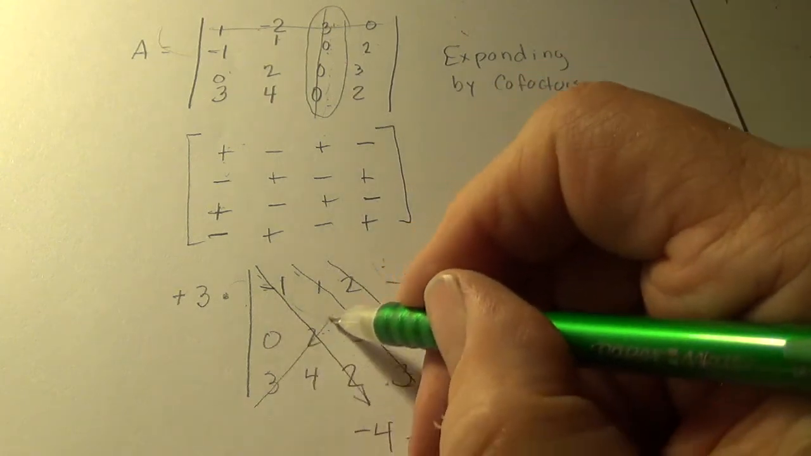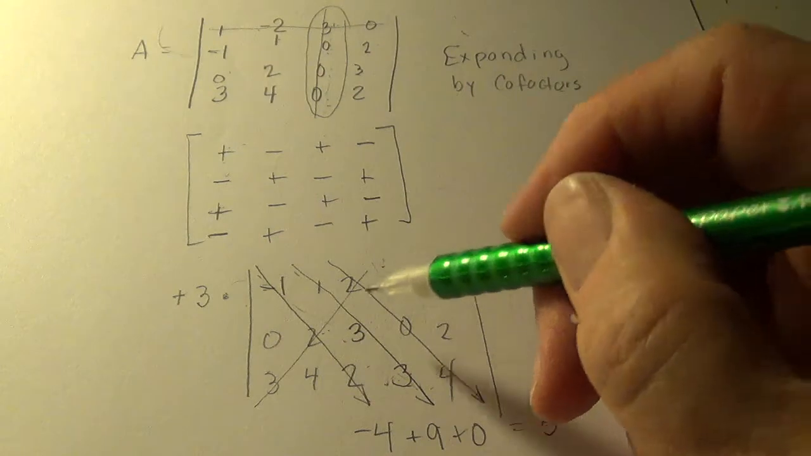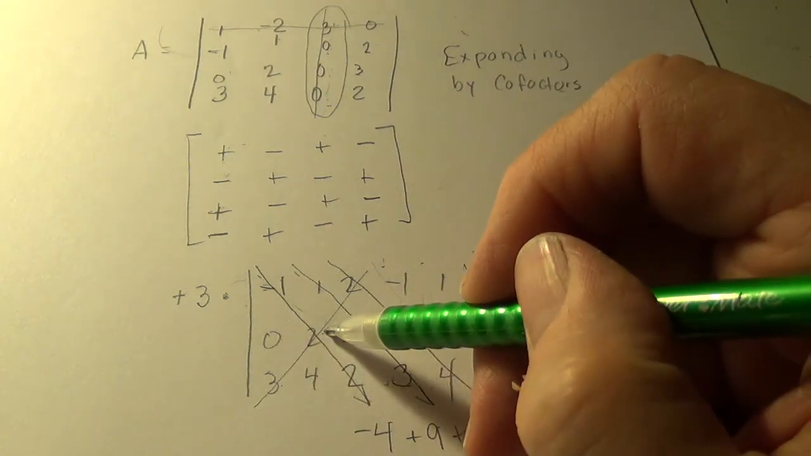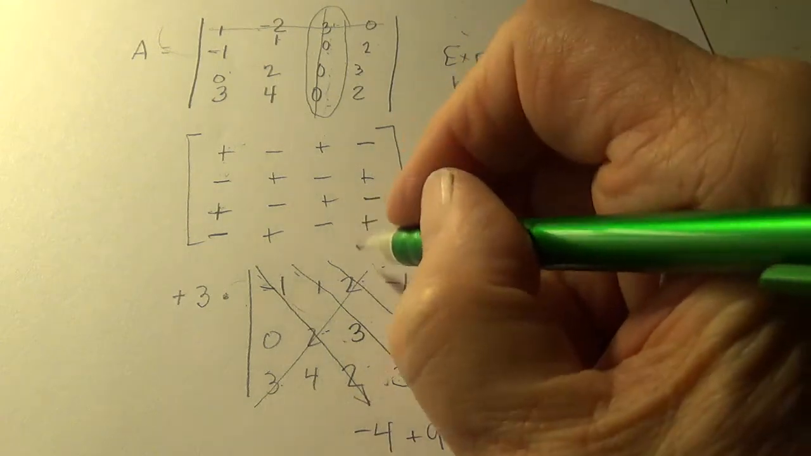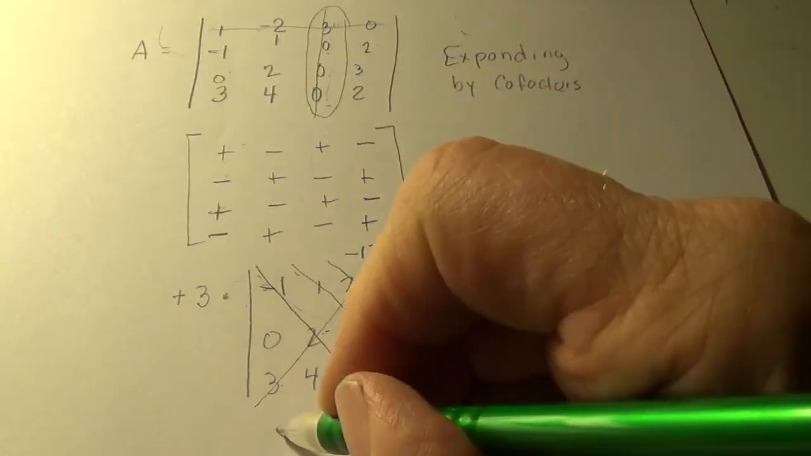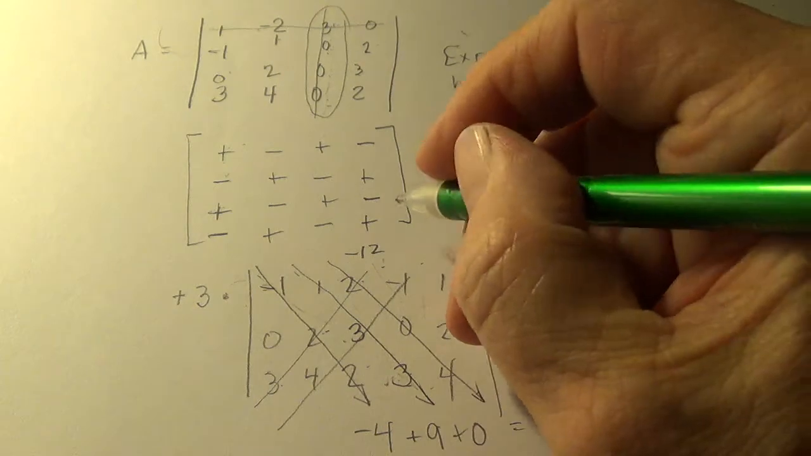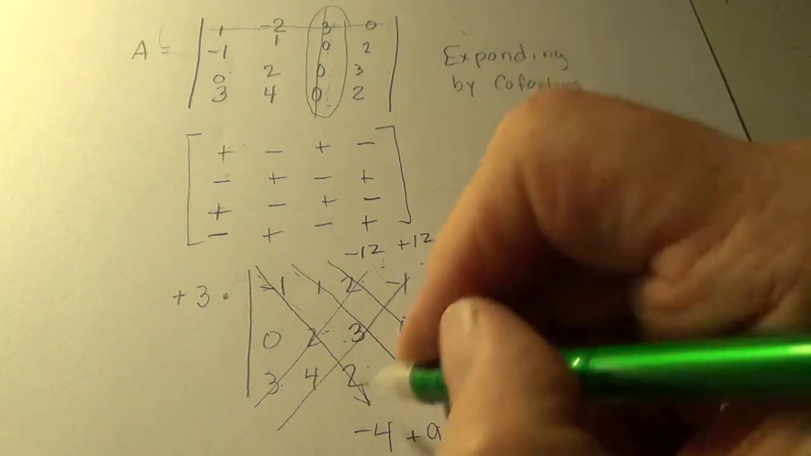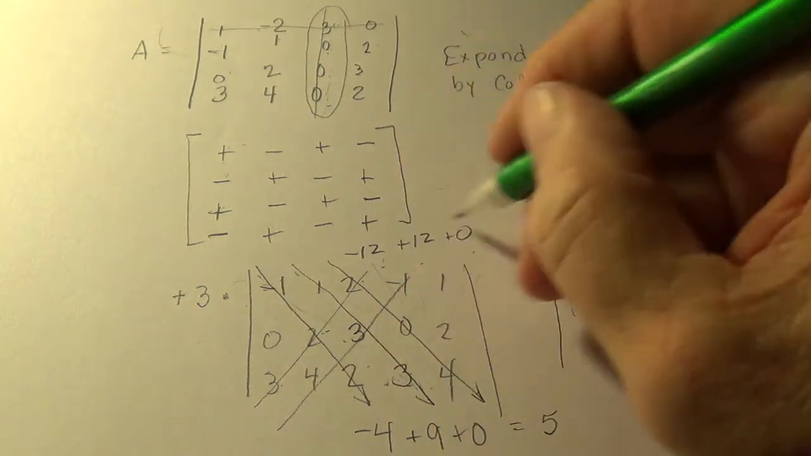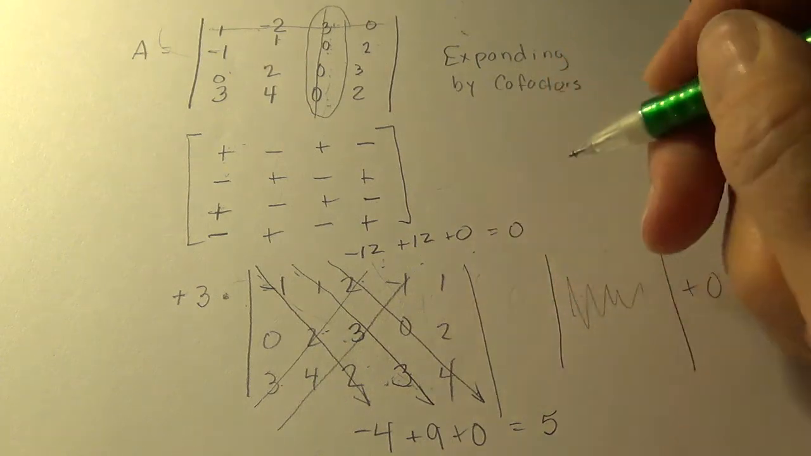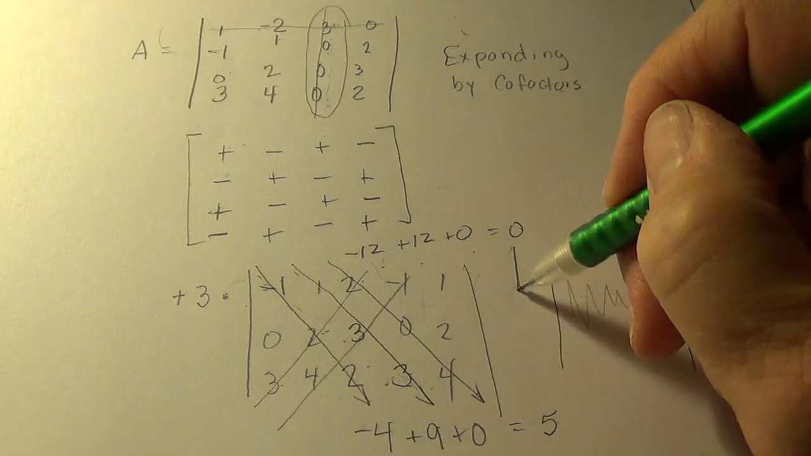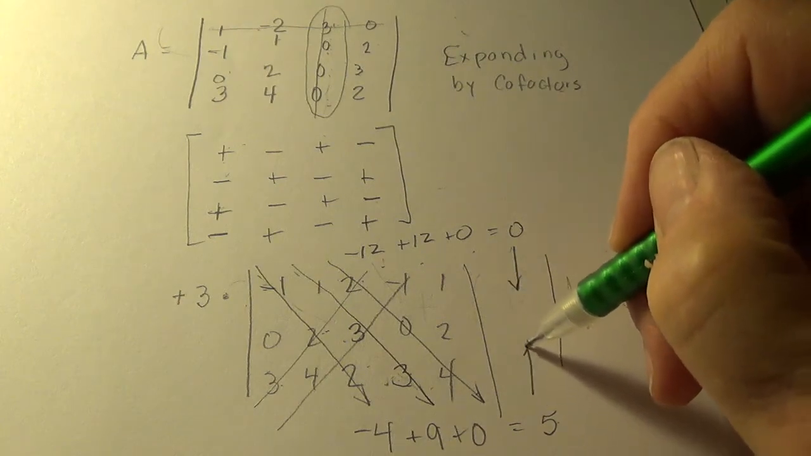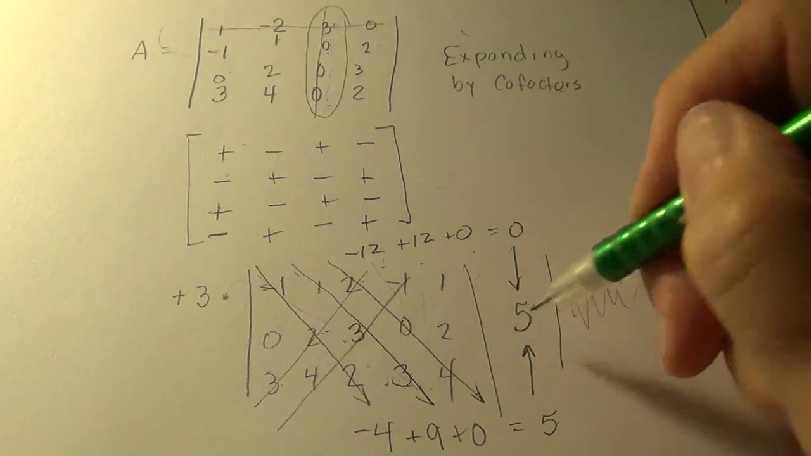Alright, going this way is the way that I change the signs. 3 times 2 is 6. Times 2 is 12, but I take the opposite, so that gives me a negative 12. And this gives me a 0, so that whole thing zeroes out. And I combine whatever I get here and whatever I get here by addition. So 0 plus 5, I end up with 5.